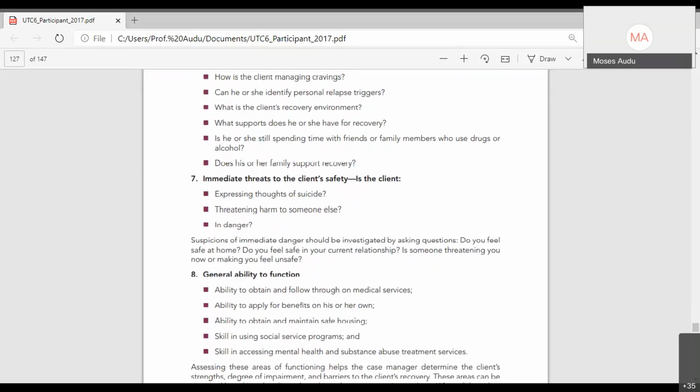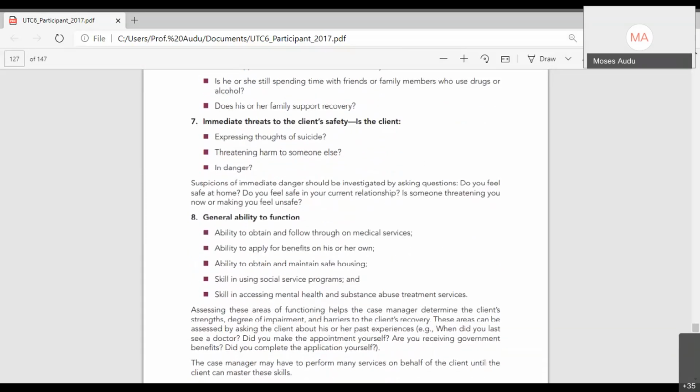And then, is he or she spending time with friends or family members who use drugs or alcohol? We just dealt with that when we were talking. And then, does his or her family support recovery? Sometimes the family might be a problem, and they might be the ones that make the client relapse. So you have to work on the family to get them to support the client and be ready to have the client at home.